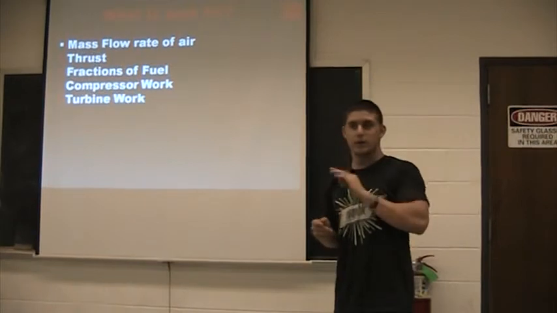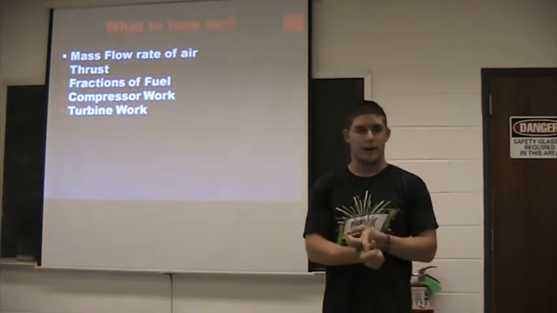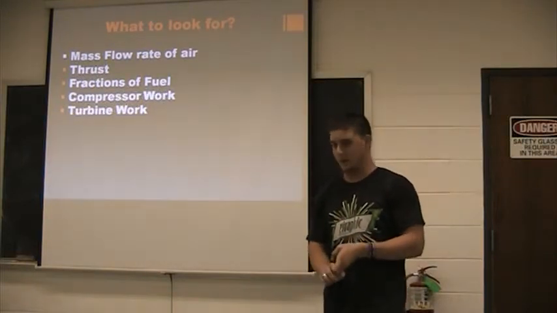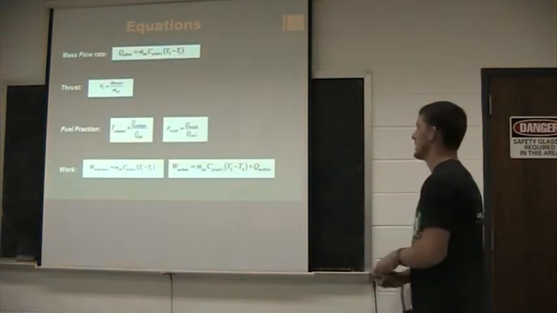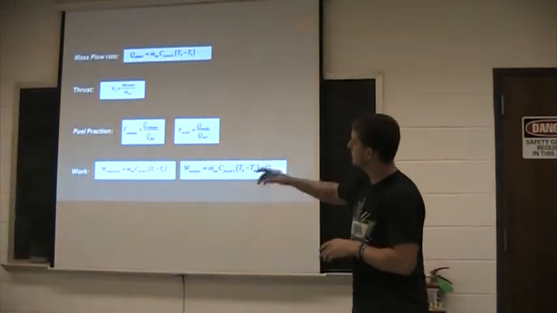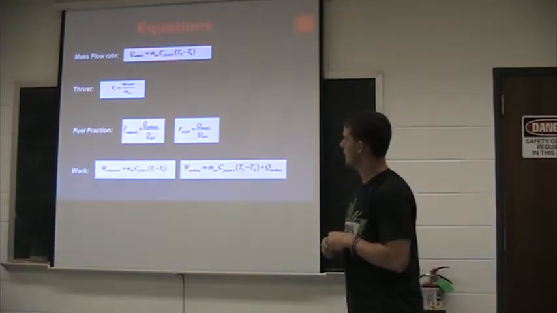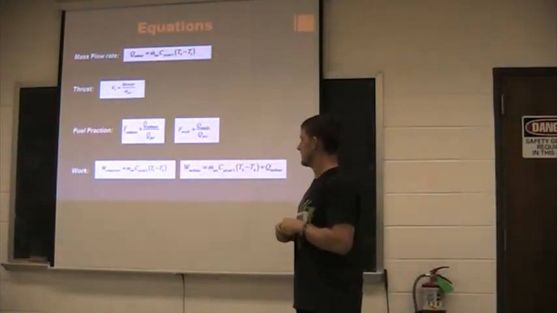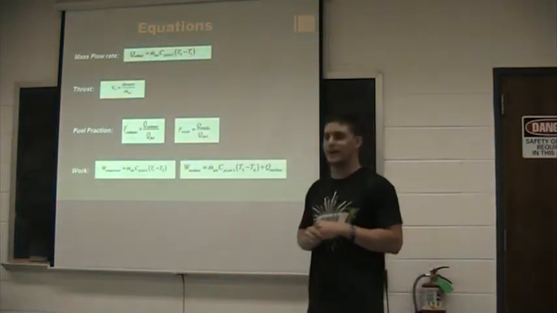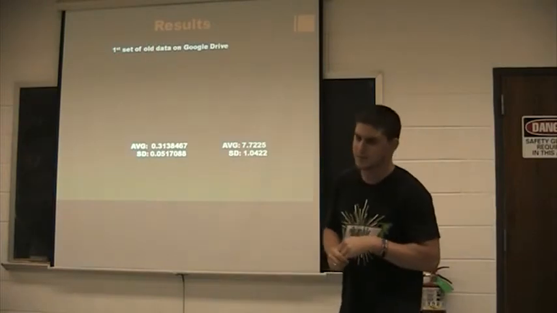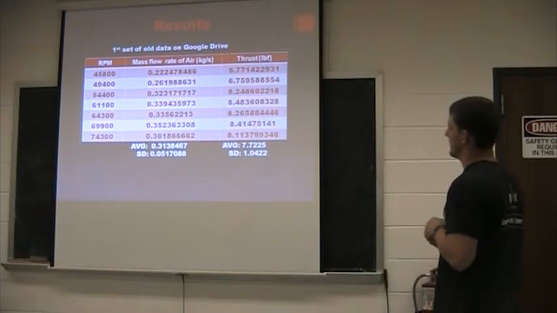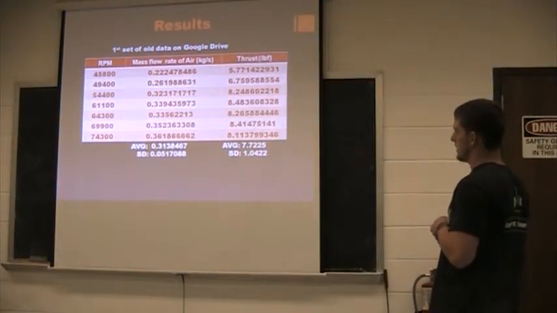Now, what we're going to look for: we were asked to find the mass flow rate of the air, the thrust, as well as the fractions of fuel, the compressor work, and the turbine work. Here are some equations that correspond to those. The mass flow rate can be derived from that equation right there. Thrust as well is given by these two equations, as well as the fractions, and both work with the turbine and the compressor.